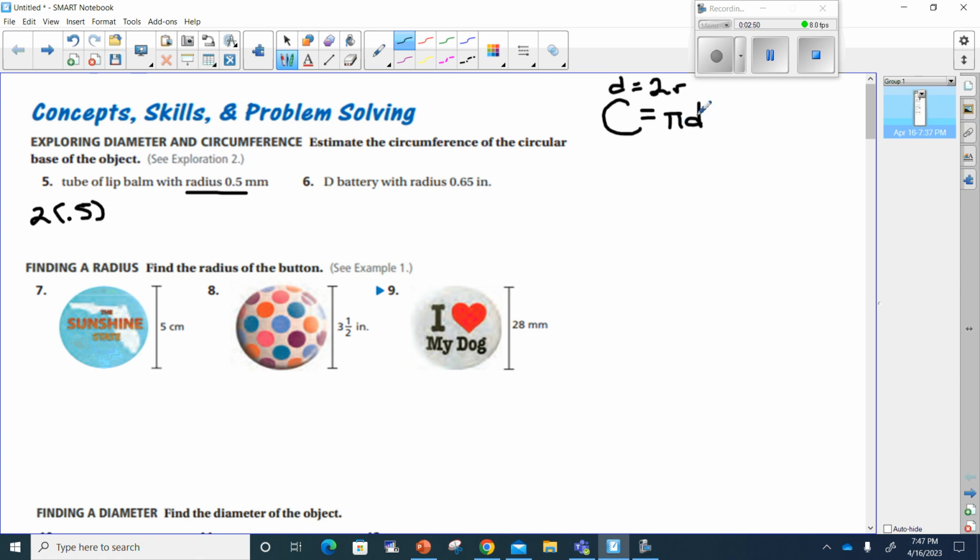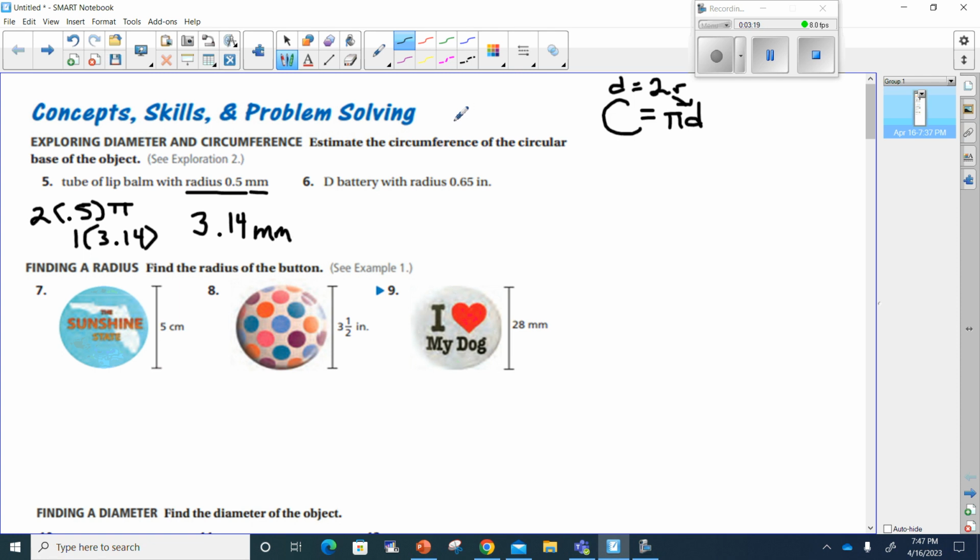And then I'm going to multiply it to, because this is going to equal this. And then I got to multiply that to pi, which is 3.14. So we're looking at 2 times 0.5, that's going to give us 1. And 1 times 3.14, well, that's just 3.14. And since we're talking millimeters, we're going to have to say millimeters.